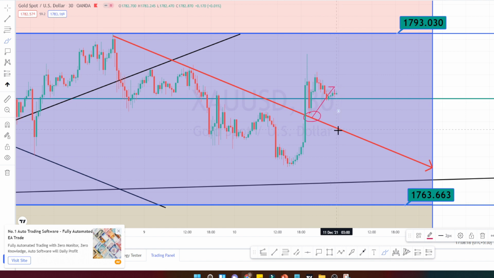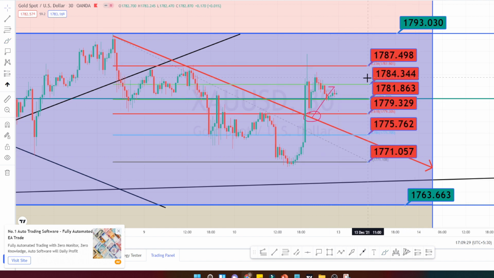Let us draw the support and resistance levels. These are all the support and resistance levels in the 30 minutes time frame. You can notice that the current price action has taken support on this support level. I am expecting it to continue its bullish trend, break this resistance level and then continue on its bullish trend.